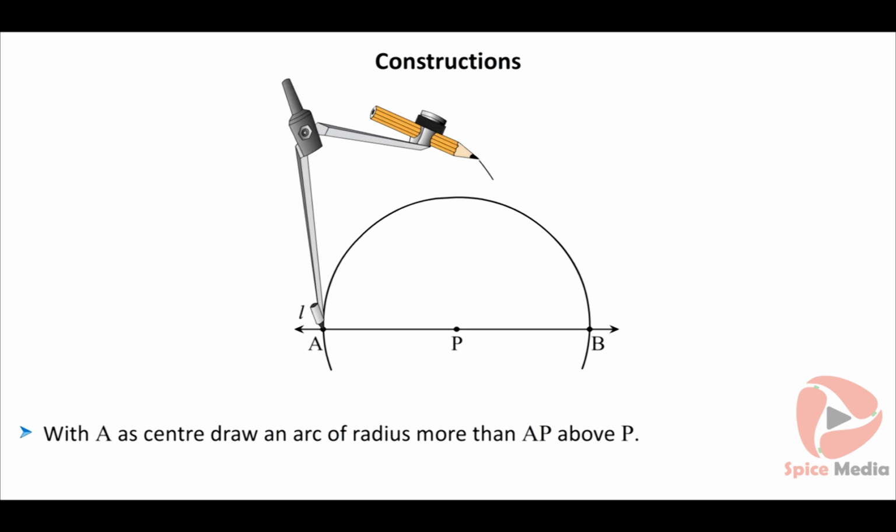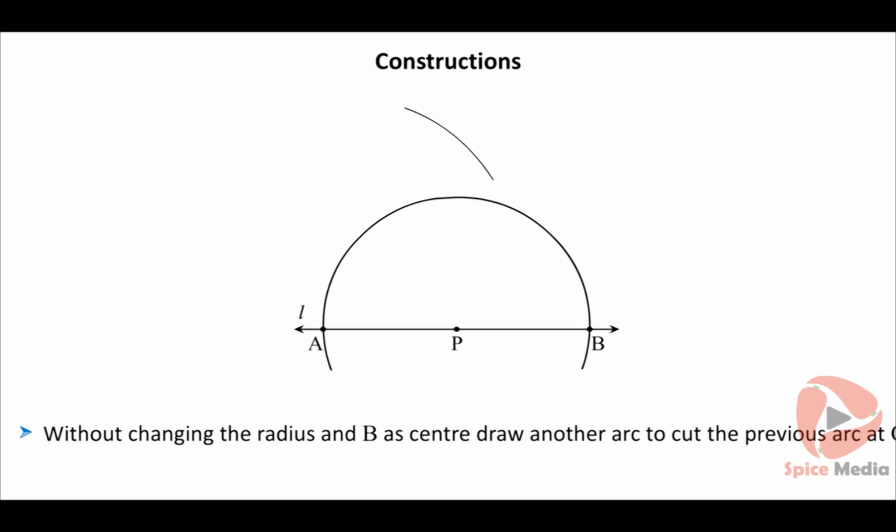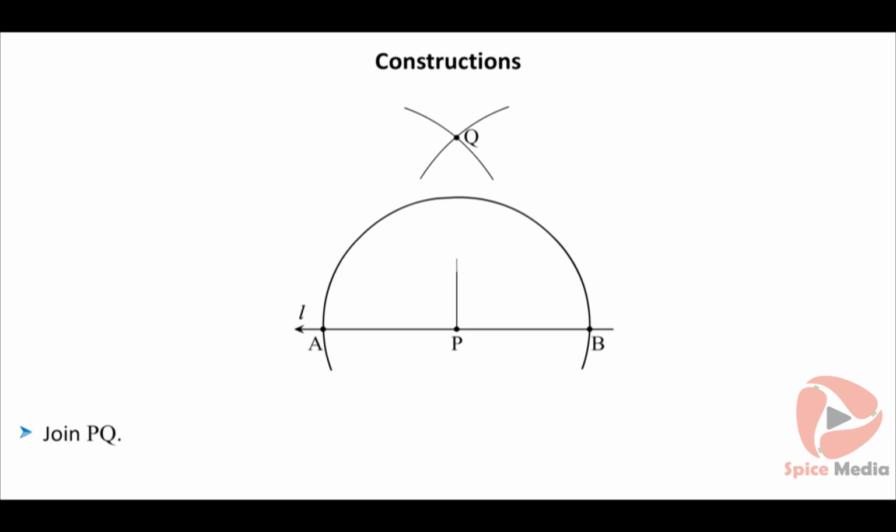With A as center, draw an arc of radius more than AP above P. Without changing the radius and B as center, draw another arc to cut the previous arc at Q. Join PQ. Thus, PQ is the required perpendicular.